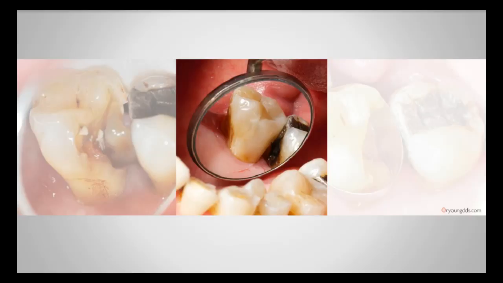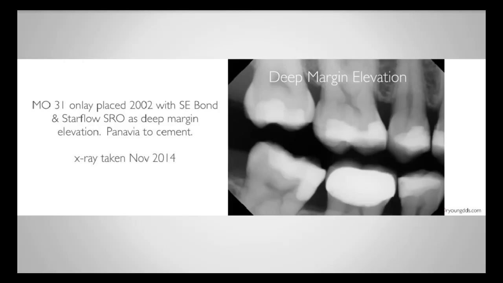On x-ray, that's where we started. That's where we finished. Now, does this work and does it last? Well, we'll show you an x-ray. This is an MO31 onlay placed in 2002 with SE Bond and StarFlow SRO, deep margin elevation, and Panavia cement. I think this was actually done before even the term deep margin elevation came about.